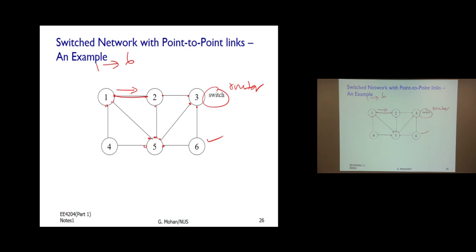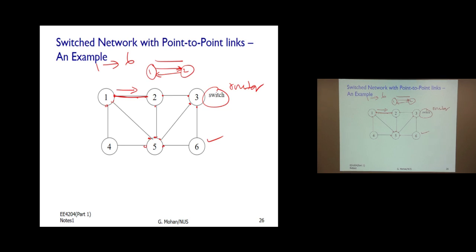Okay, only 1 and 2 can use this. Though we say it is a single link, this is the same as maybe 2 fibers, one in this direction, one in the other direction. Even though we show this as a single line, the transmission can take place from 1 to 2, and similarly 2 to 1. Only 1 and 2 can use it, others cannot. It's a dedicated one.